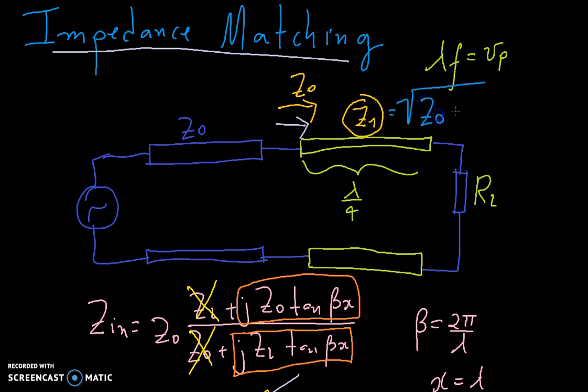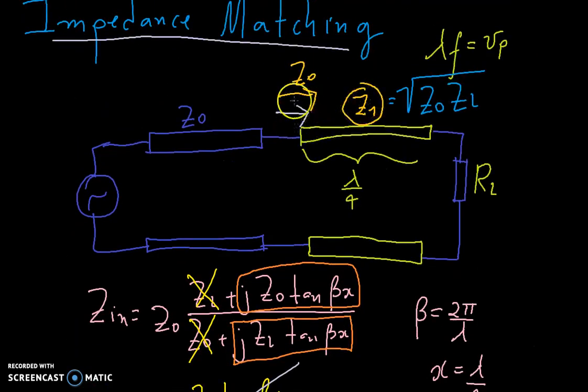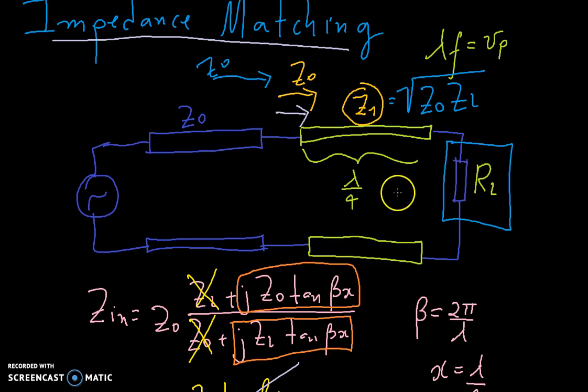So this is Z0 times ZL, just like we have here. And so if that's the case, then the input impedance looking into here will be equal to Z0, and everything will be matched. So this is the first method of matching a transmission line. And one requirement for this method is that this load here has to be purely resistive. It cannot have capacitive or inductive components.